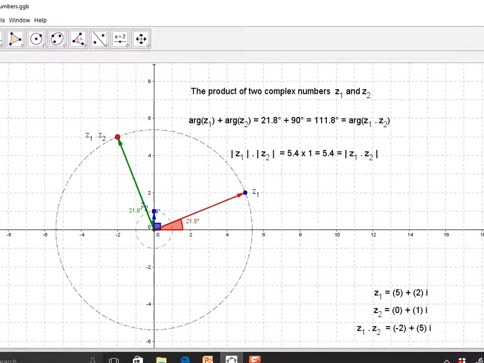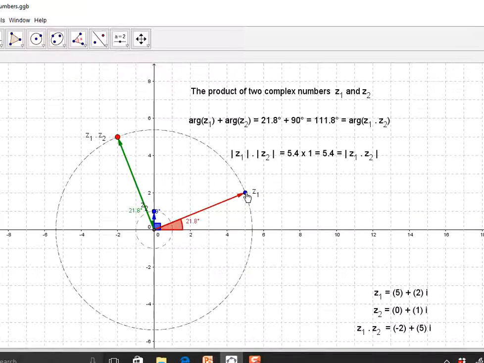So on this graph here we can see the complex number z1, which is currently 5 plus 2i, and if we look carefully we can see the complex number z2, which I've set at i. So I'm going to keep this complex number as i, and z1 times z2 is this green complex number here.